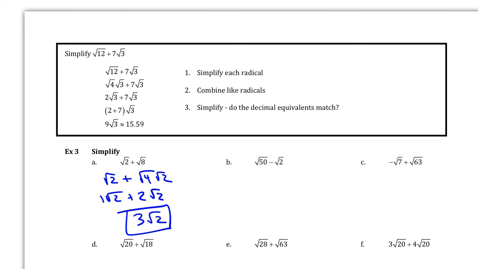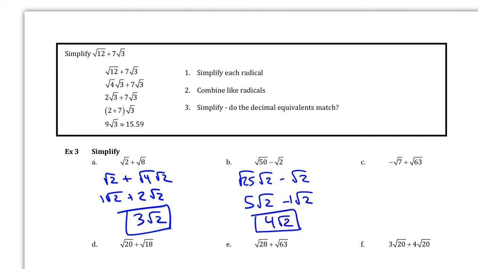Root 50 minus root 2, problem B. Root 50 I can simplify to root 25 root 2 minus root 2. That's going to give me 5 root 2. Take away root 2. Careful, I'm not just like deleting the root 2. That's not what this means. This means 5 root 2's take away 1 root 2, which leaves me with a total of 4 square root of 2. 4 root 2.